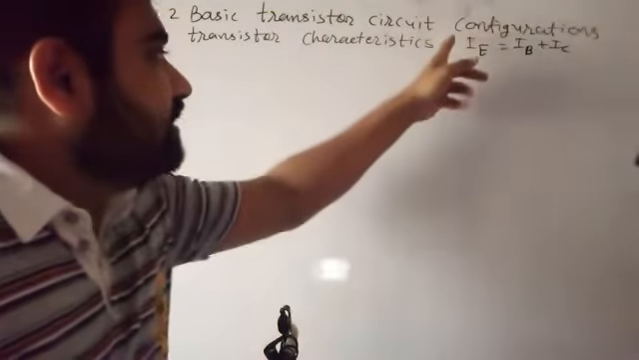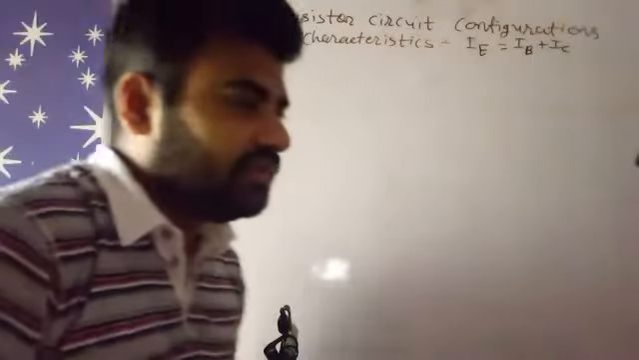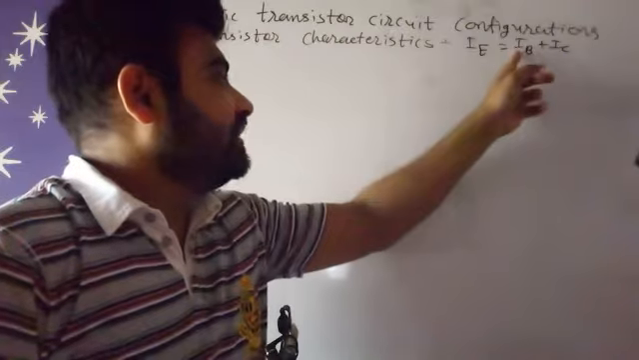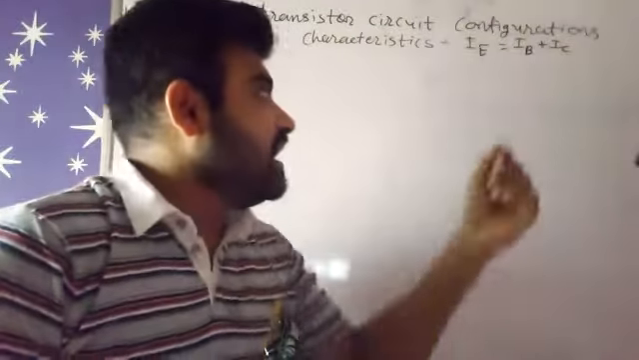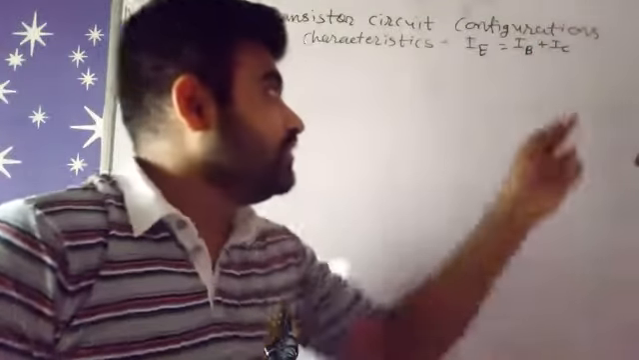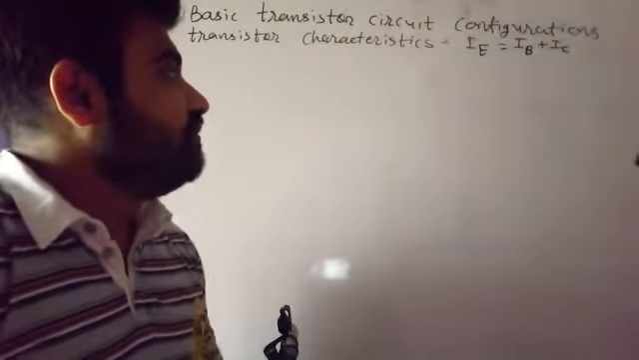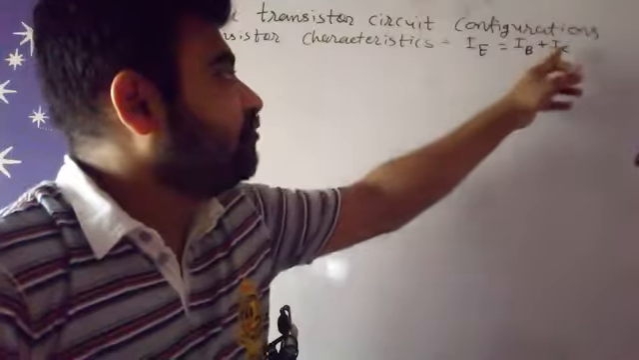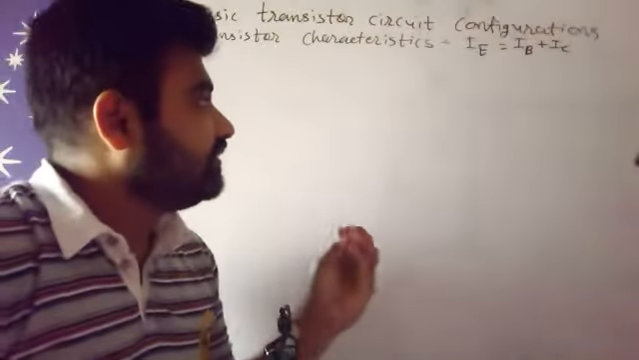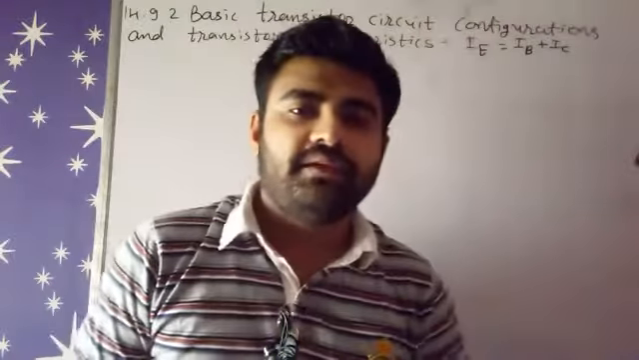Actually IE is 100%. Only 5% goes towards the base and 95% goes towards the collector. So 95 plus 5 becomes 100. The majority of the current moves towards the collector, and only 5% is in the base, right?